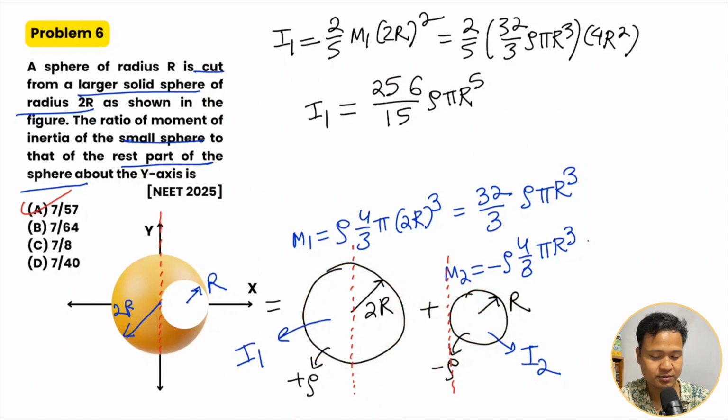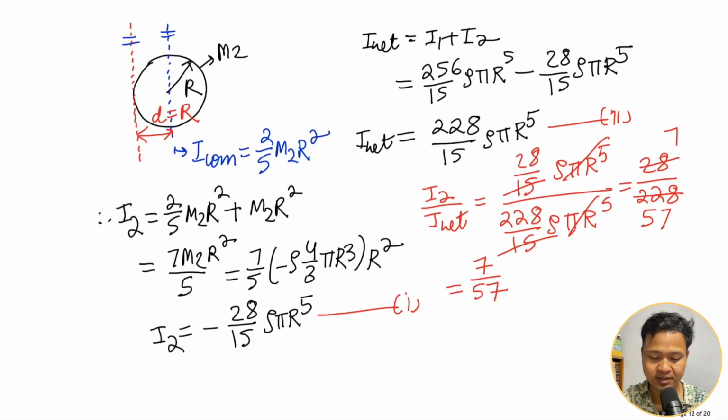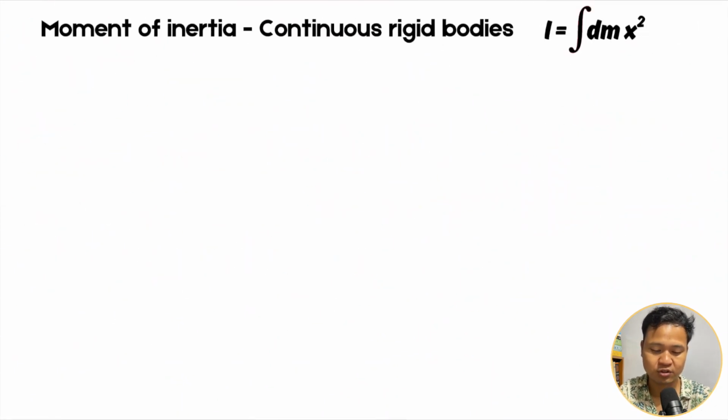Okay, so I hope you understand. Now you have a continuous rigid body. But for a rigid body, whether it is a rod, disc or ring, we directly use the final result. Sometimes the question asks you to solve it by integration, so you have to derive it.